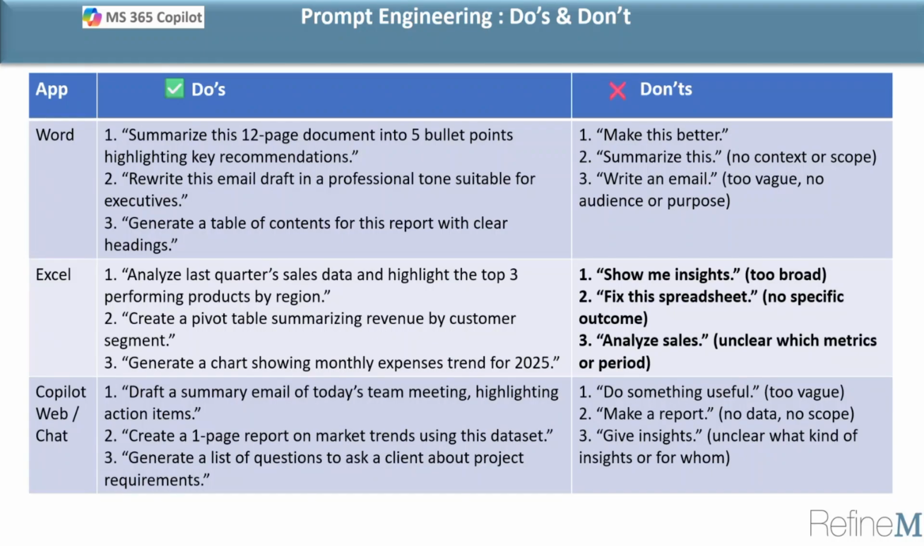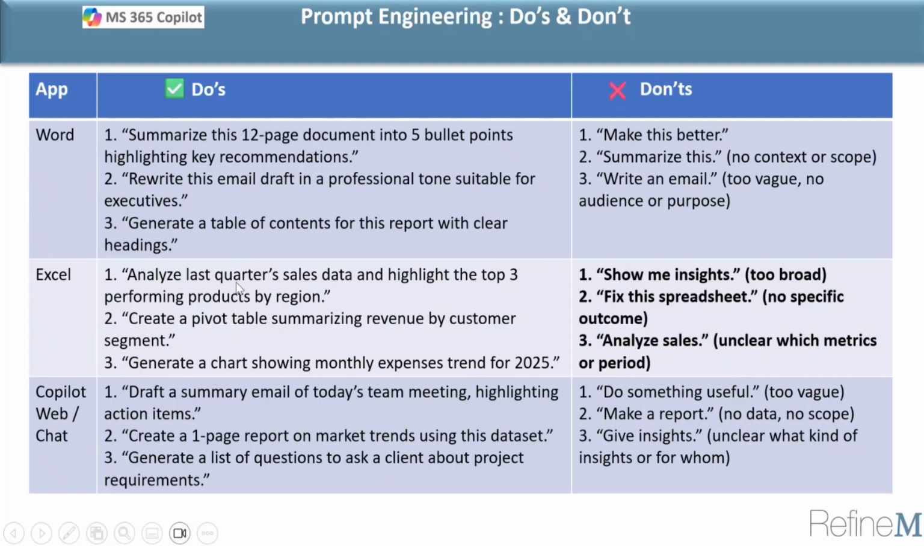Now, some of the examples you have seen. Like I said, summarize a 12-page document into 5 bullet points. I did not just say summarize this, which is a very vague instruction, right? Rather, it's better to say summarize this 12-page document into 5 bullet points, right?